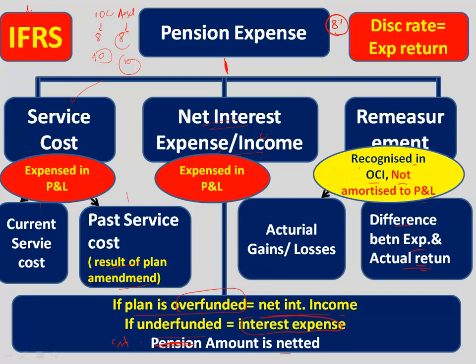Expected return wouldn't affect your assets. Then the interest, whichever is out of liability, if that is lower than the expected interest return, then I take it as income. If my assets are more than my liability, then I would take it as income in my profit and loss account. But only expected return will be considered. On your profit and loss account, actual return does not go. Expected return goes. So the difference between the two goes to your OCI.